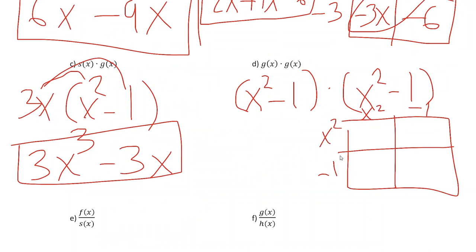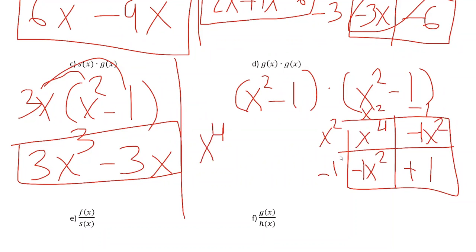So our top left box, x squared times x squared would be x to the fourth. You have two x's and two x's, so that's 4 altogether. X squared times minus 1 would be minus 1x squared. -1 times x squared would be -1x squared. -1 times -1 would be +1. So our answer would be x to the fourth. We can combine our x squared, so minus 1x squared minus 1x squared would be minus 2x squared. And then the plus 1 comes out.